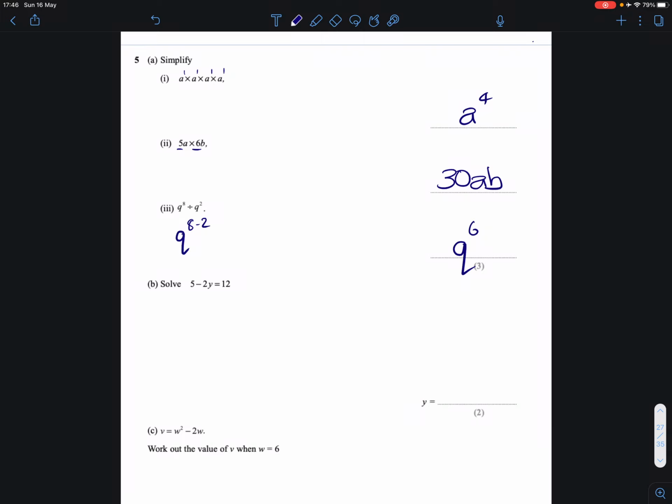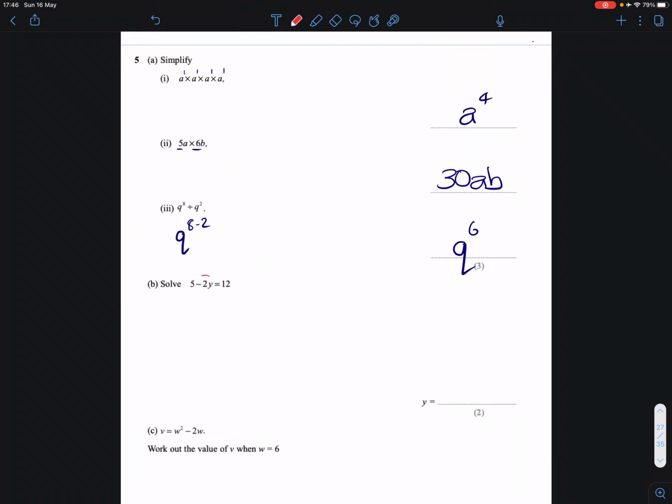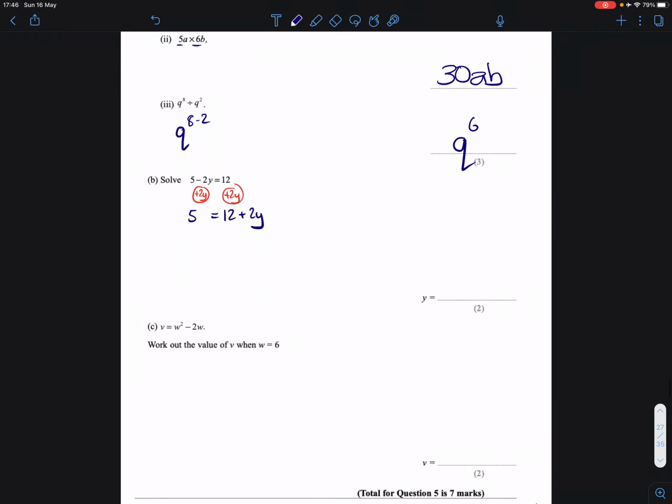Part B, solve 5 minus 2y equals 12. Linear equation, we're going to want to get our letter by itself, but to begin with, we don't really want it to be negative. So we add 2y to both sides in order to turn that positive. Now there's more than one way of doing this, but this is the way that I would recommend to avoid negatives, or at least avoid negatives in the process. You could still end up with negatives in your answer. So we have 5 equals 12 plus 2y.